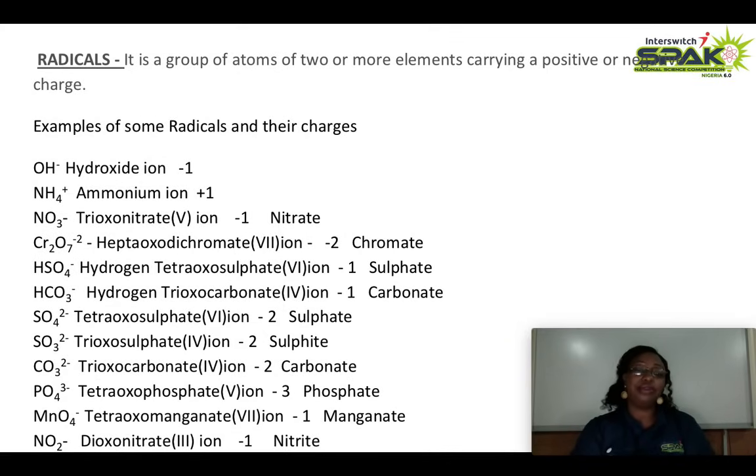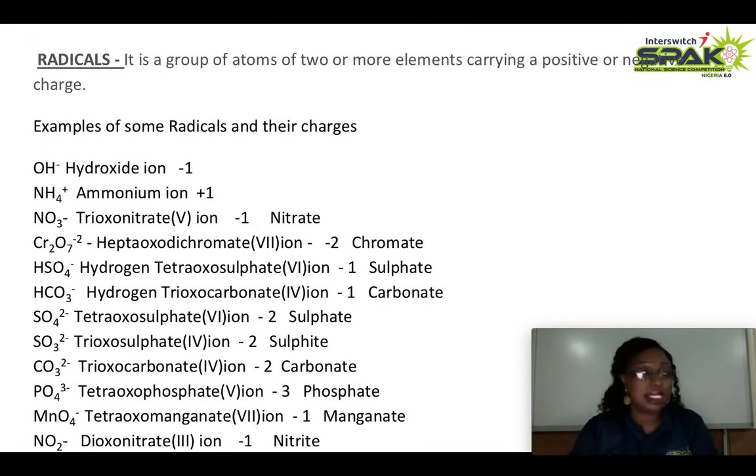Then let's look at radicals. A radical is a group of atoms of two or more elements carrying a positive or negative charge. Examples of some radicals and their charges: these are radicals that you must familiarize yourself with. At this stage, you are expected to give me the formula for heptaoxodichromate(VI) ion.